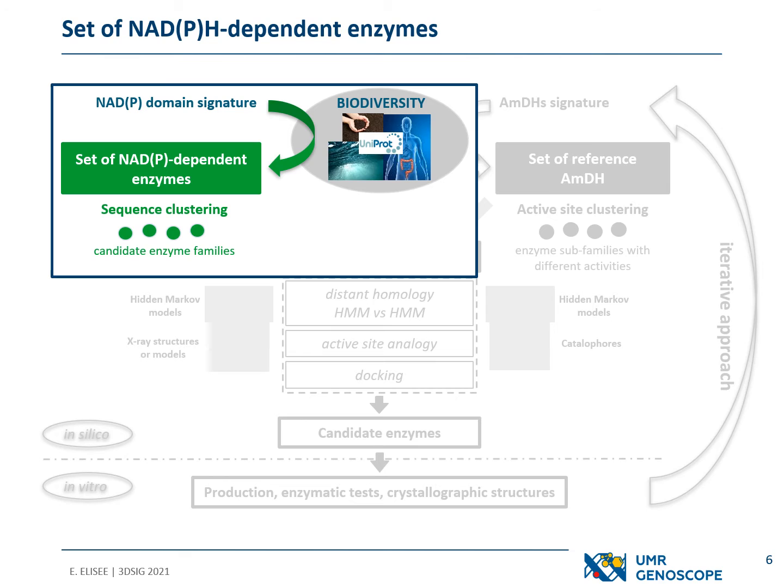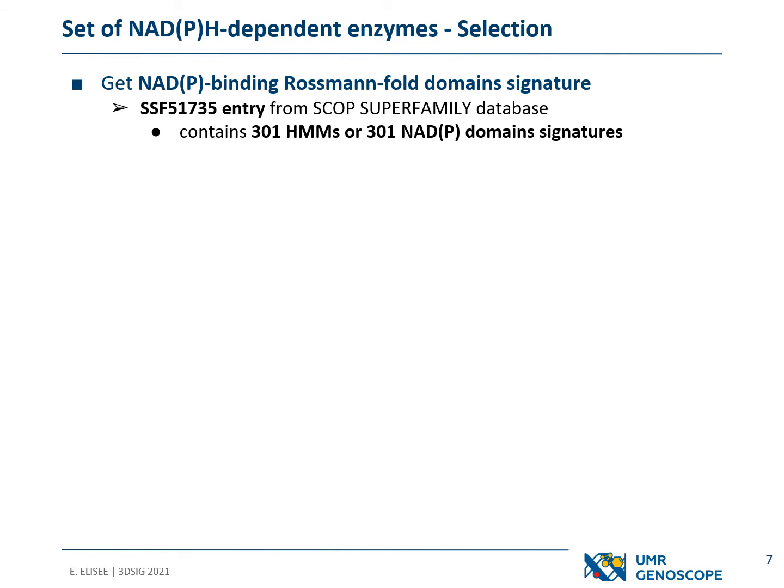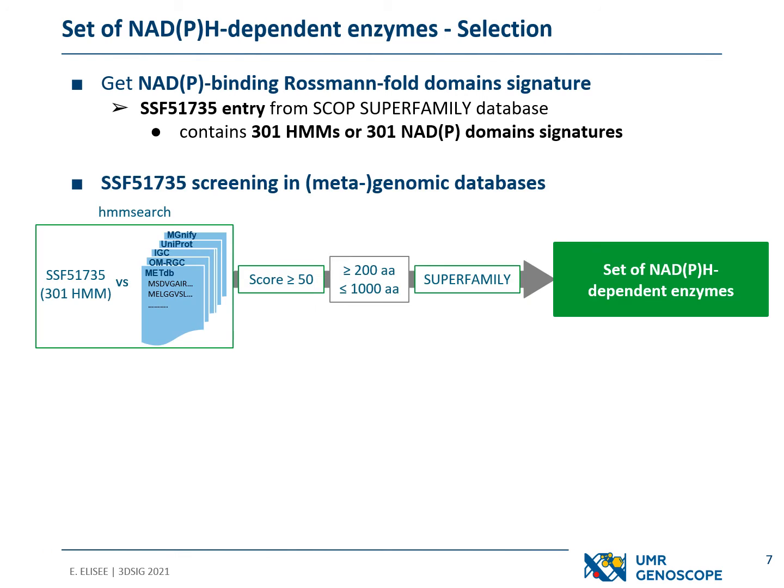So now let's start with the selection of NADPH-dependent enzymes. For this step, we decided to use a SCOP superfamily entry named SSF51735, which corresponds to NADP binding Rossmann fold domain signatures. This one includes 301 different HMM profiles that we screen against metagenomic databases using hmmsearch software from HMMER Suite.